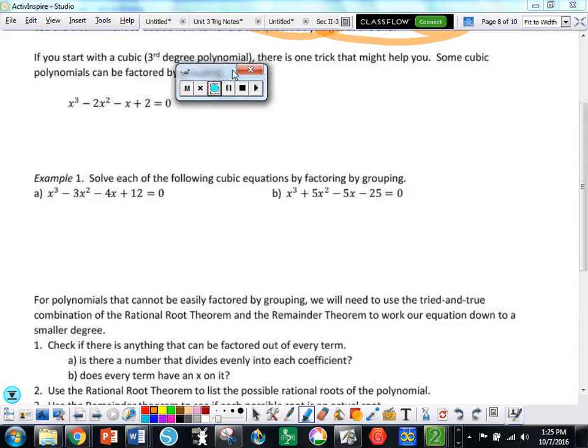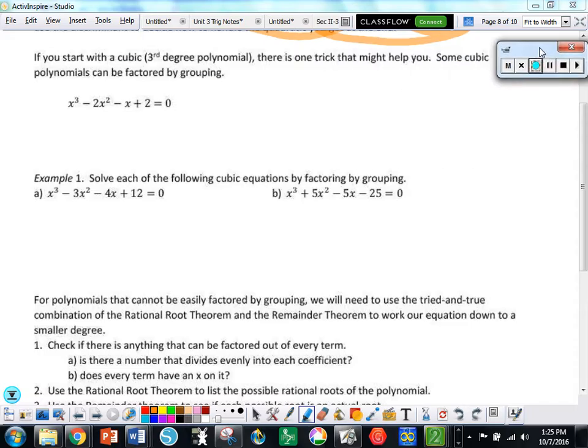Okay, so looking at this one. If you start with a cubic, third-degree polynomial, there's one trick that might help you. Sometimes they factor by grouping. We already knew that, right? I think that maybe factoring by grouping will be easier than using synthetic division and guessing. So that's what I'll try first. Remember how to factor by grouping?